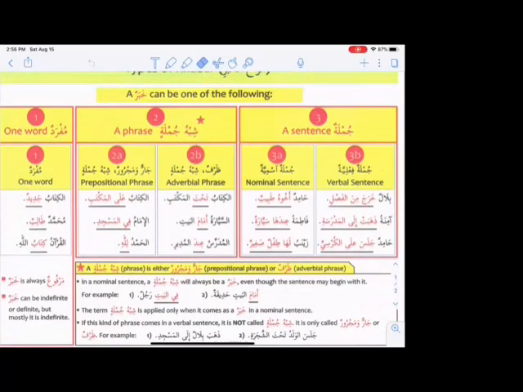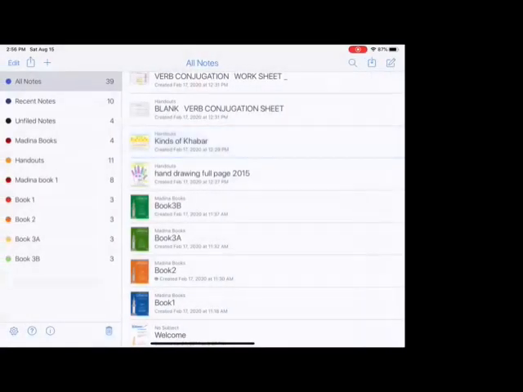Simple. Mubtada, khabar. Khabar can be one word. Khabar can be shibu jumla. Khabar can be another sentence. This is important. We have done a lot of practice. I'll do more practice with you soon.